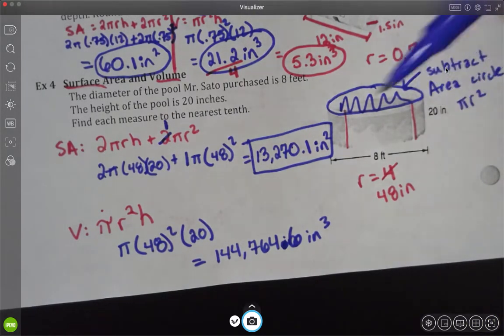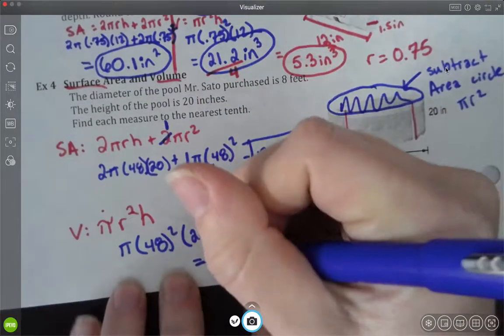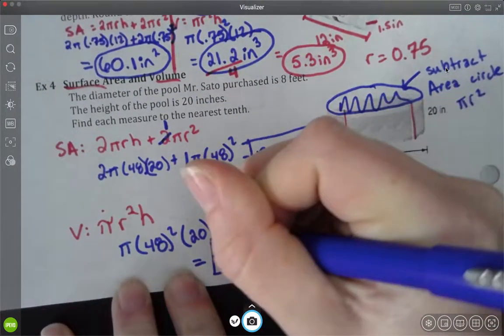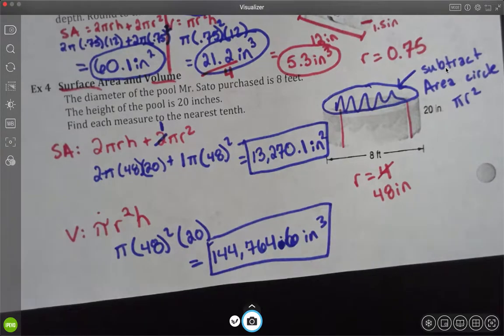Okay. Now, this volume is basically the volume of water that can be held by this pool if you fill it to the brim, right? Like most pools, you don't fill all the way. You leave like 6 inches maybe or 4 inches, whatever. But this is what volume of water could be held if you fill it completely to the brim.